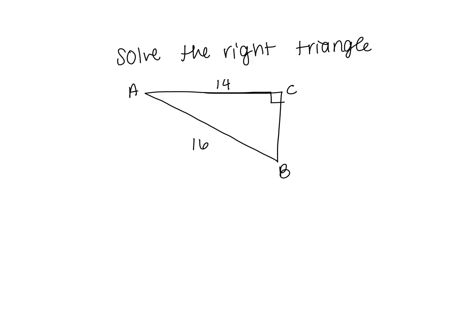All right, this is an extra question. It says solve the right triangle. You need to solve for everything. You need to solve for your x, which I'm going to represent as my missing side. Then you also need to solve for your angles. I have this angle here, and this angle right here. Go ahead and solve those, and then we're going to check your work.